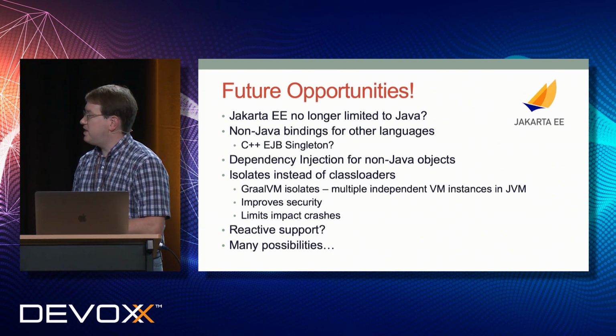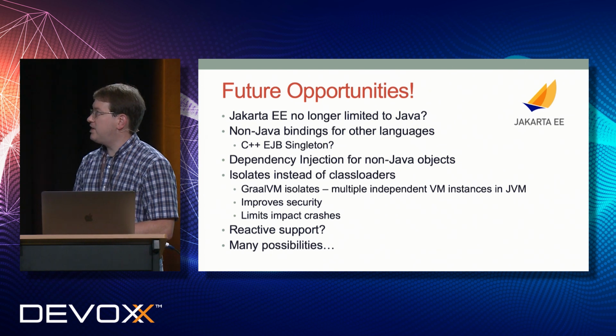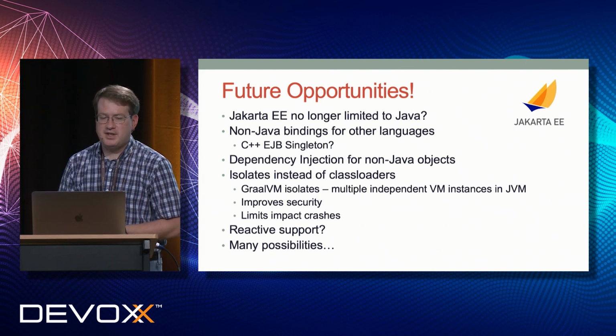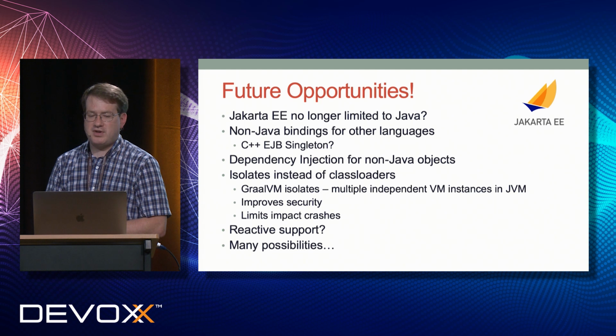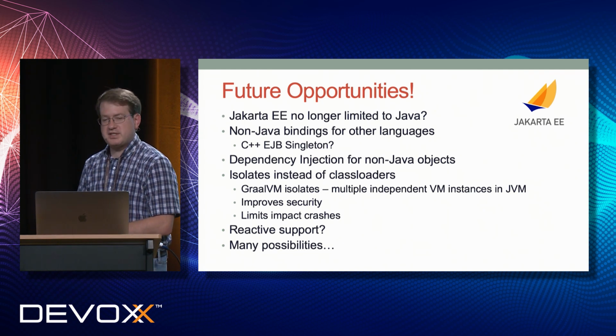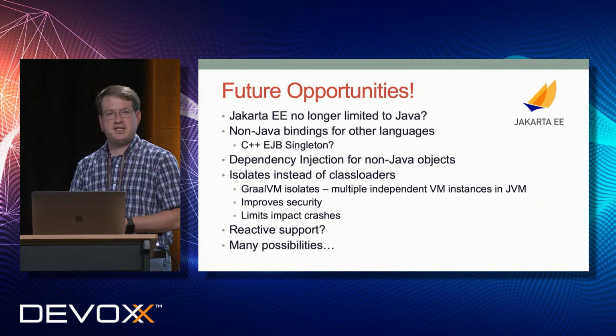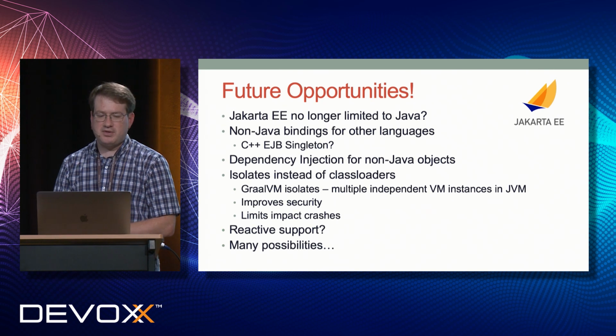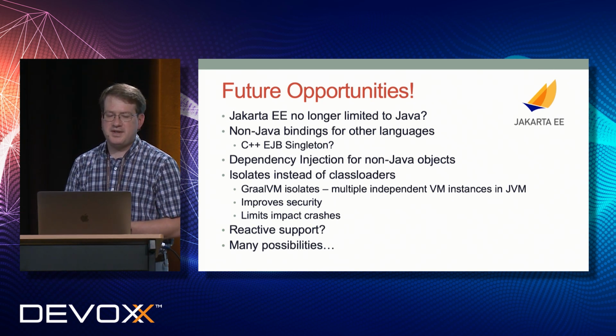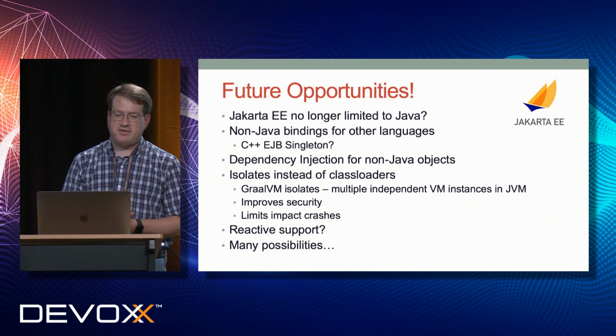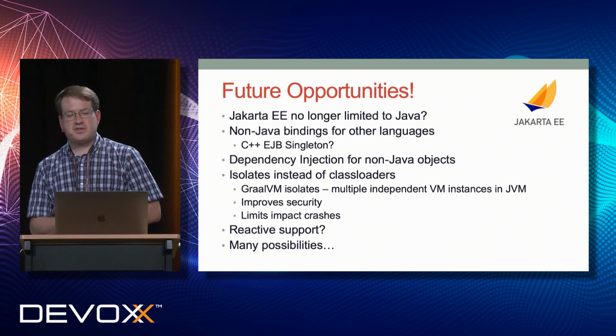Perhaps going forward, as Jakarta EE continues to evolve, Jakarta EE will no longer be limited to Java. We could have non-Java bindings for other languages, so you could have C++ EJB singleton beans, CDI beans, etc. There's a whole host of things that we can actually do with this. Dependency injection for non-Java objects.